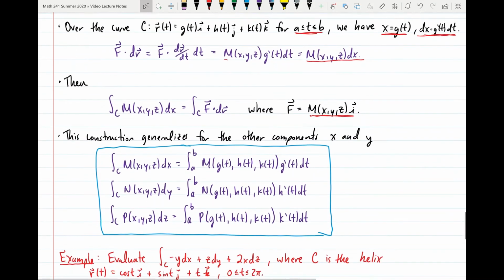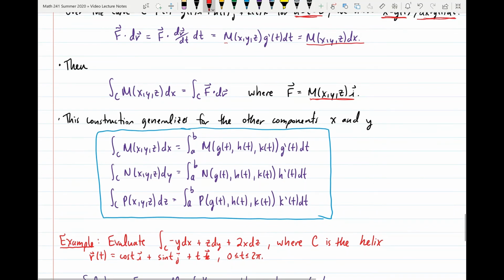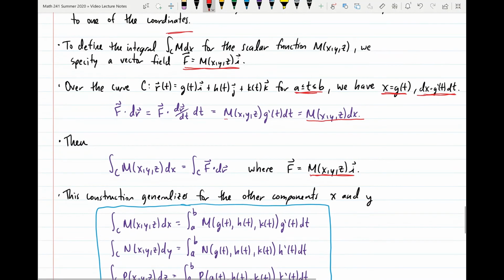But the idea here is that if we want to evaluate the line integral of m of x, y, z with respect to x, so this is some scalar function with respect to x, then we can do so by associating that scalar function with a vector field that outputs one-dimensional vectors, and then apply the definition of the line integral for vector fields that we've developed in this video.